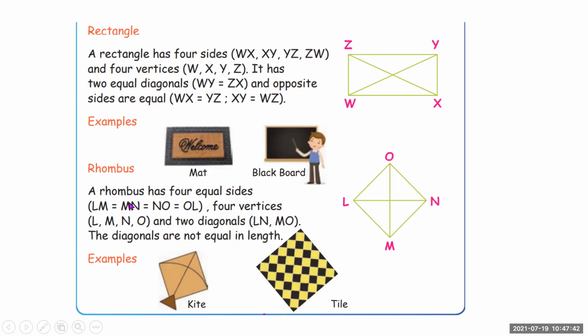Then we see the rhombus. A rhombus has four equal sides like a square, but the orientation of the sides is a bit different. So it looks like this. Once you keep the square in this way, this is known as a rhombus. There are again four sides and both the diagonals are equal. But the thing is the orientation. Examples are a kite, or the floor tiles. If you orient like this, it becomes a rhombus.